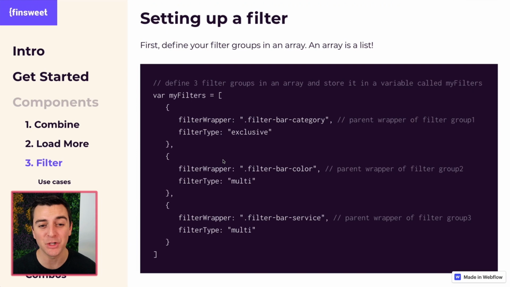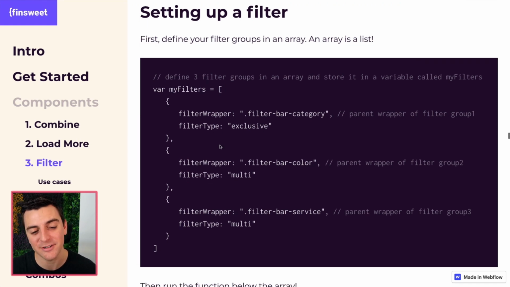The first thing we have to do is define our filter groups in an array. An array is a list. That is a JavaScript term that you just learned. An array is a list. So we need to create a list of all the filters that we want on this page. Do we want to filter by services, by color, by category, by year? What are we filtering by? That's what we're putting in this list right now.